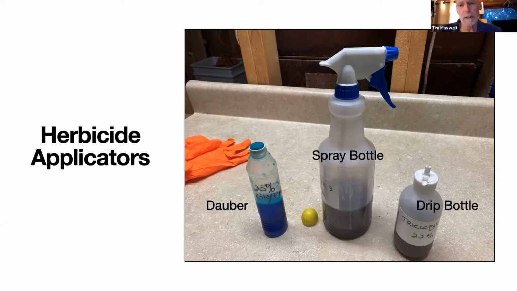So here are three herbicide applicators. On the left is a dauber, with a cloth tip, and you just touch it to the cut end where you cut the vine, and it leaves a very small amount of herbicide, which is all you need. Or you can use a spray bottle or a drip bottle to drip on some herbicide.